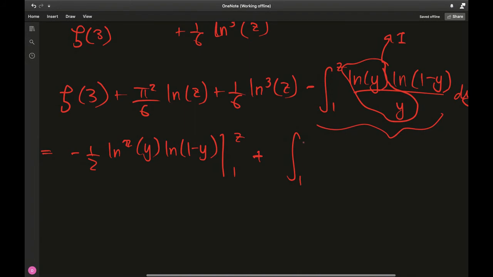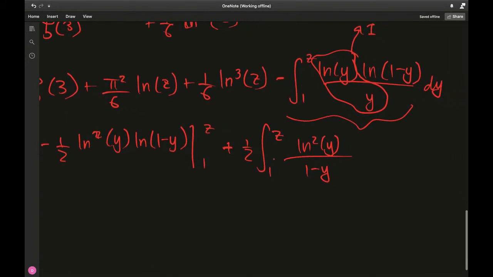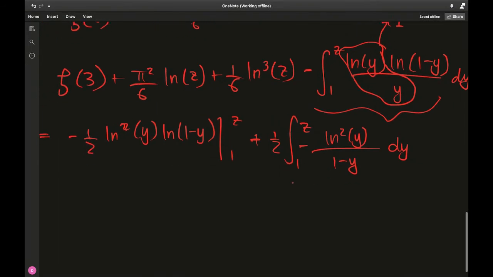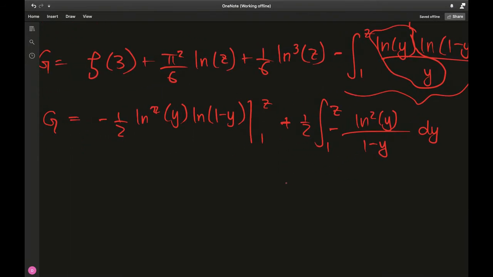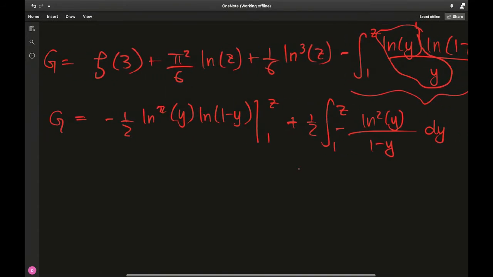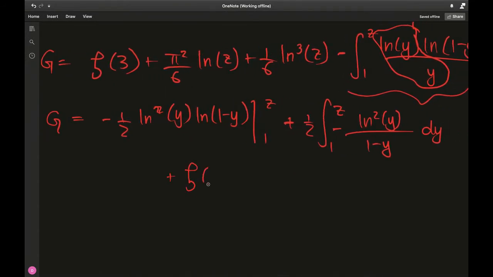integral from 1 to z of half natural log squared y divided by 1 minus y, but you also have to multiply by a negative because of the chain rule. We have a negative y as the derivative of this, and then it's all the other terms, like Riemann zeta of 3 plus pi squared over 6 natural log of z plus 1 over 6 natural log cube y.